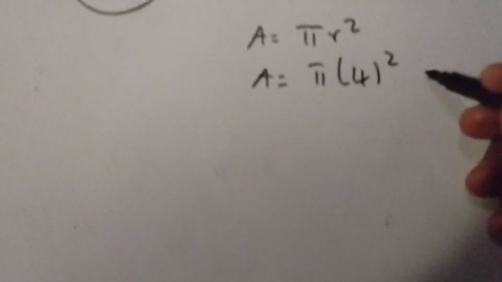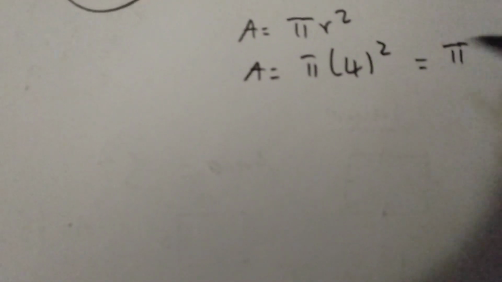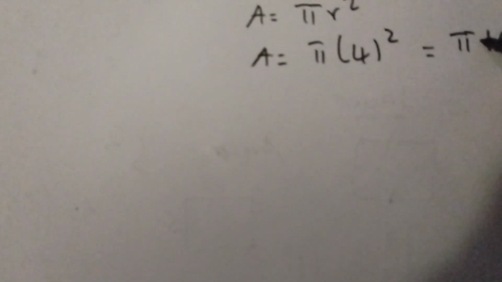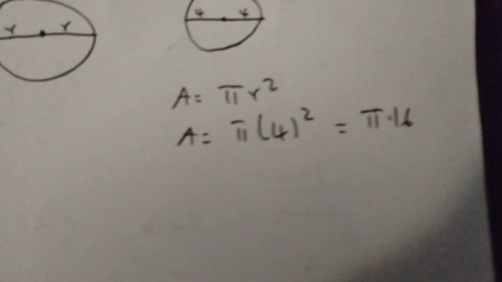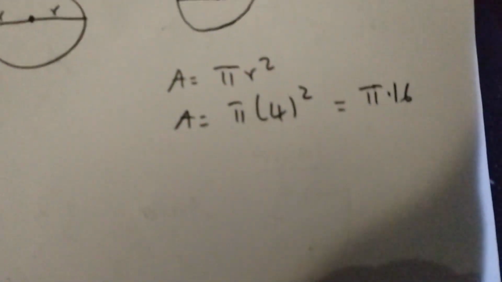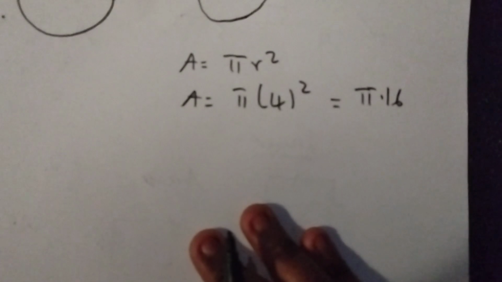To just simplify this one, I know it will be pi. 4 squared is 16. So the answer will be pi times 16, which you can get as decimals, or if you want, you can leave it like that, depending on your units. So now, that will be for that one.